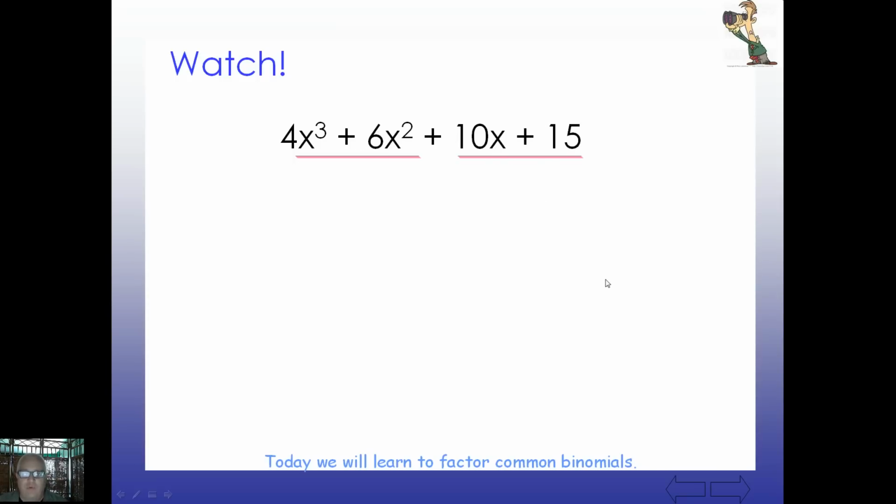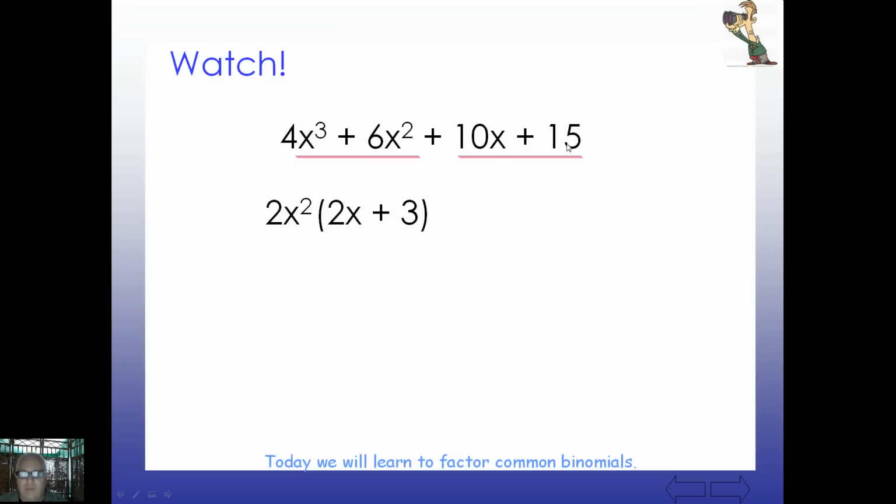So let's tackle the first one here first. What do these two have in common? Well, they're both even, and we can take out an x squared. So you're looking at 2x squared there, which leaves you with 2x plus 3. So let's just write that down and forget about it for a second. Now let's look over here.